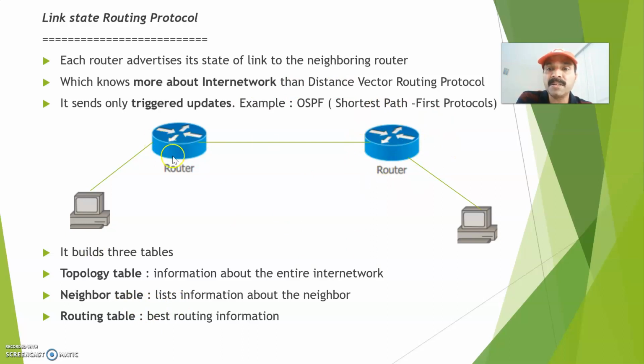So each and every router will give information about the neighboring information. And the third thing is always the best path will be pushed into the routing table. So the routing table contains the best routing information. So these are the key points you have to remember about the link state routing protocol.